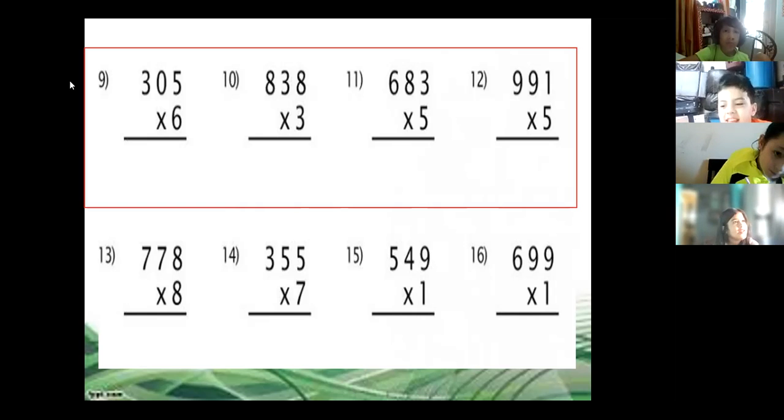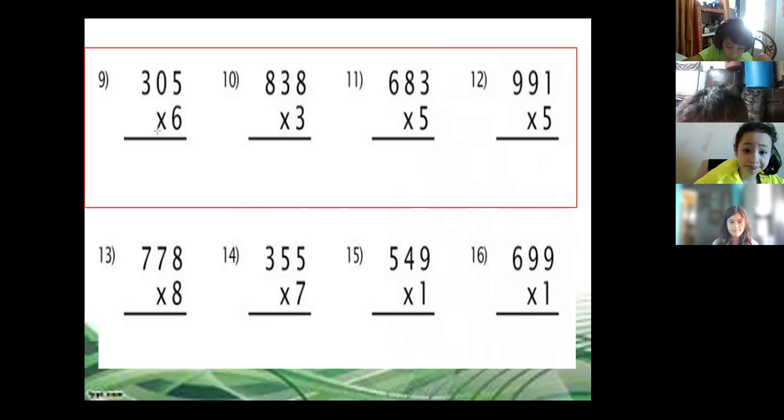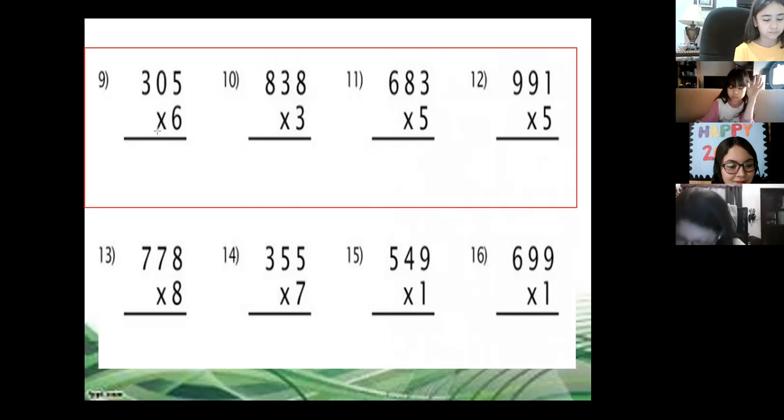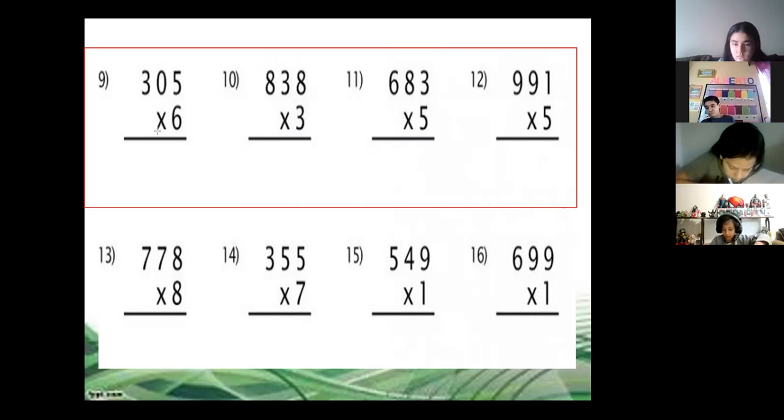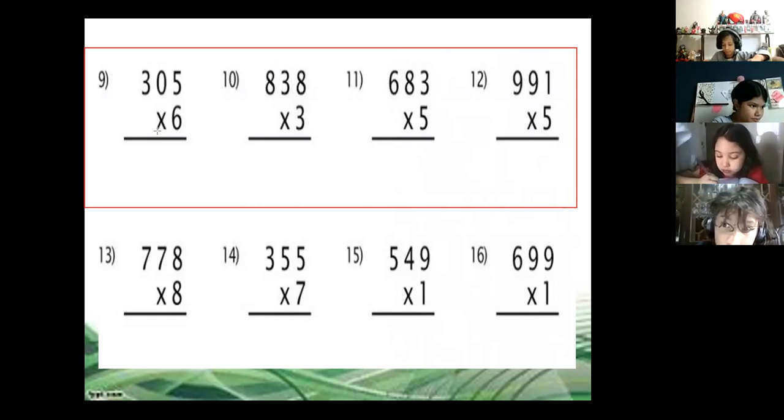Yes. You have the answer of number 9, Santiago Chavez, 305 times 6? Not yet. Sian, do you have the answer? Yes? Okay. Alberto, do you have the answer of number 9? Teacher, I have.